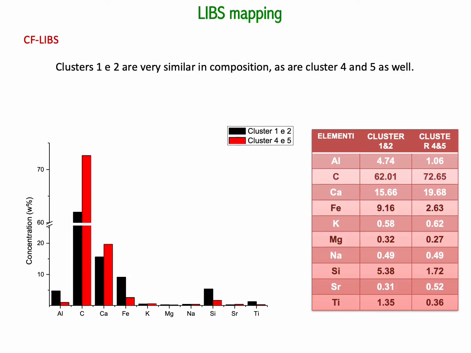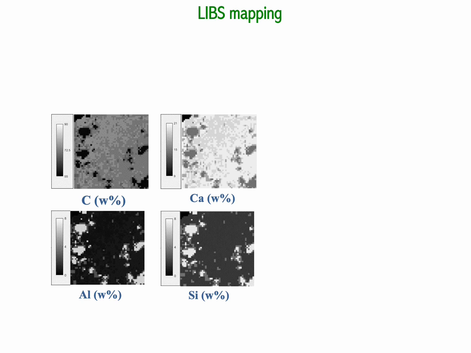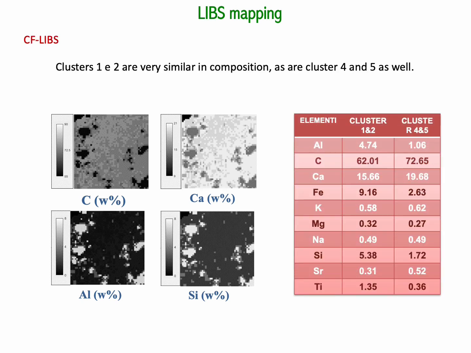Comparing the concentrations obtained with the calibration-free method, we can find that clusters 1 and 2 are very similar in composition, as are clusters 4 and 5 as well. Finally, we are able to build new maps that now show quantitative information.